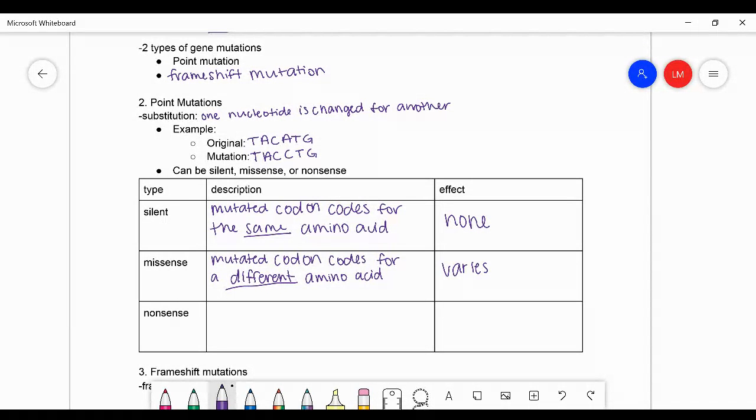A nonsense mutation happens when the mutated codon is a premature stop. So instead, it doesn't code for the same amino acid. It doesn't just switch amino acid. It goes directly to stop. And the effect of that is usually serious.